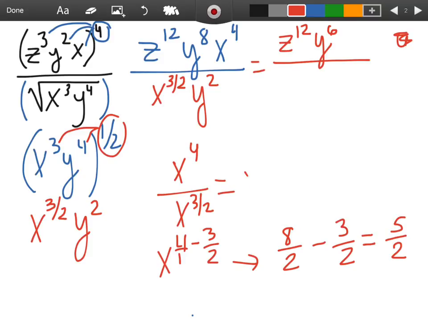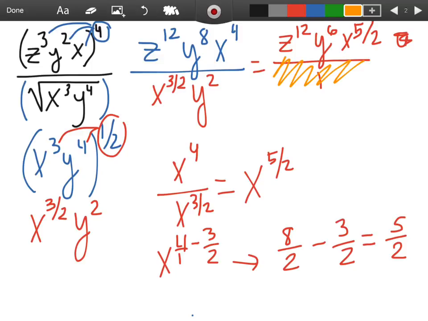So now this gets me x to the 5 halves power. It's also positive, so it becomes a numerator right now. And now this is just over 1, which we all know doesn't mean anything. So I could drop the denominator and just have my z to the 12th power times y to the 6th power times x to the 5 halves power and be done. I only have 3 variables. There's nothing to combine, and I've done as much as I possibly can.